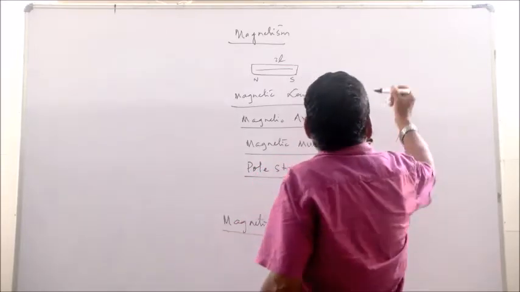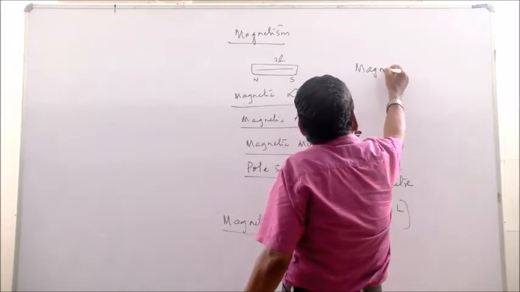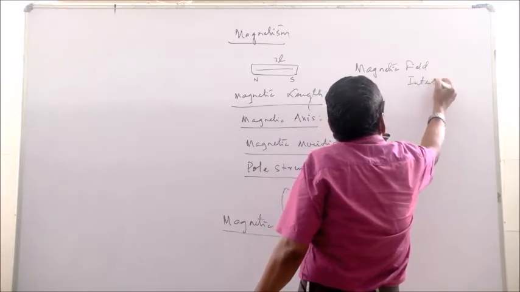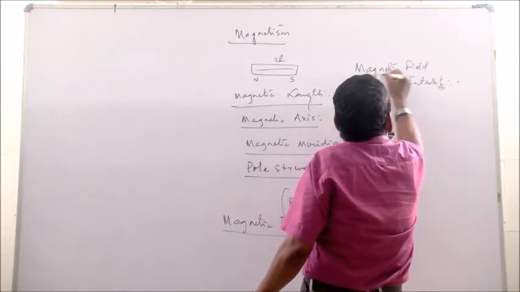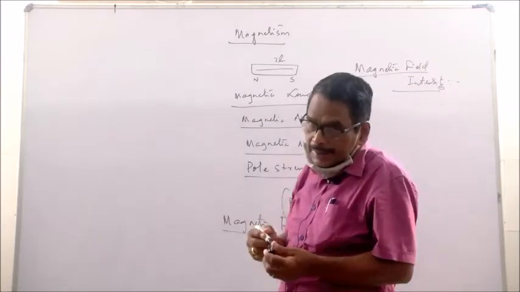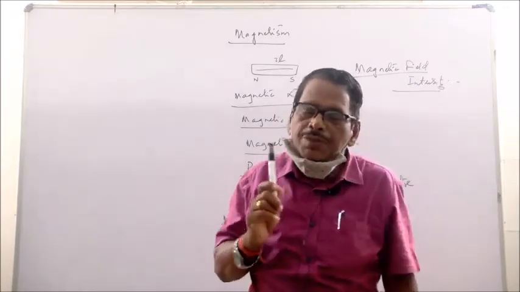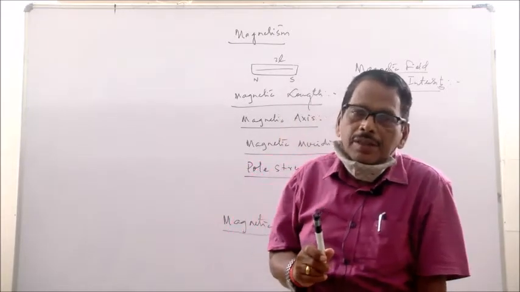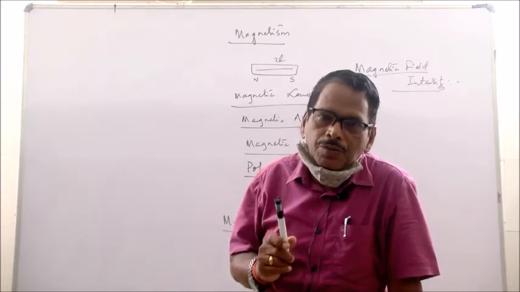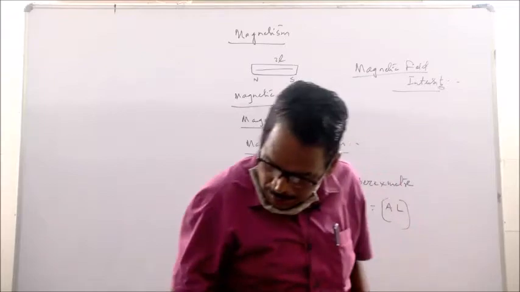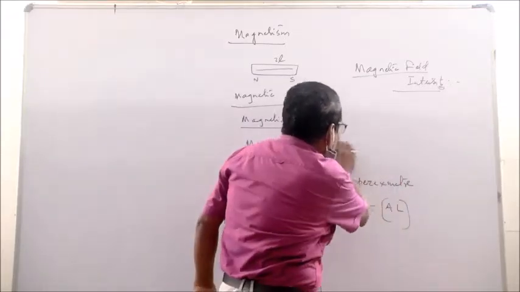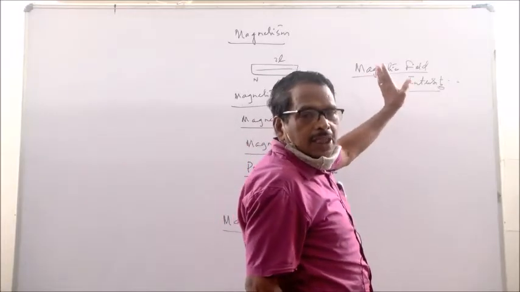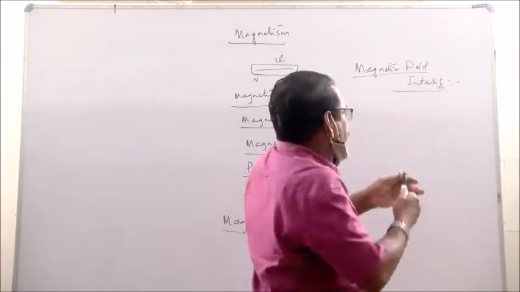Next is magnetic field intensity. The definitions are important. What does it mean by magnetic field intensity? Magnetic field intensity due to a magnet at a point in its magnetic field is defined as the force experienced by unit north pole placed at that point. Students, try to remember this definition, because you will come across the same definition in the case of electric field intensity. In place of a magnet there will be a charge, same definition.